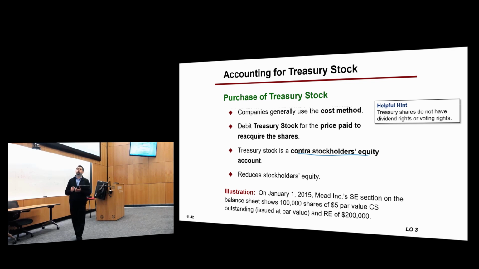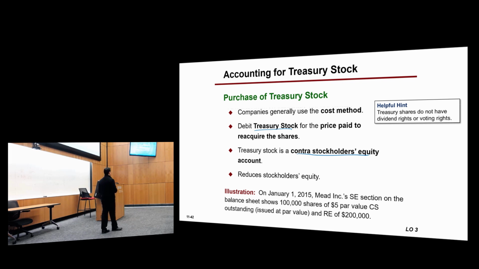In this case, companies usually use the cost method. So to record the purchase of treasury stock, the company uses the cost method. They debit treasury stock, they credit cash. In this case, it is the amount paid to reacquire those stocks based on the cost method. Because it is a contra equity account, it will decrease stockholders' equity.